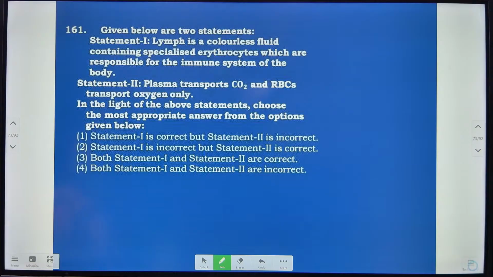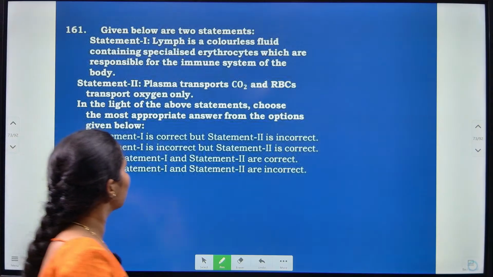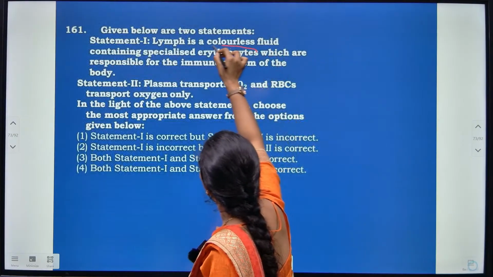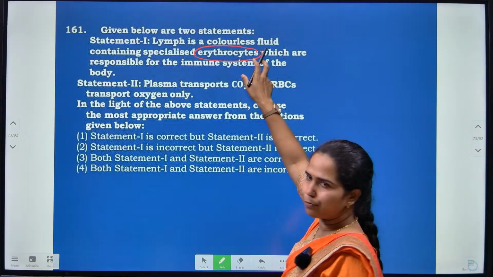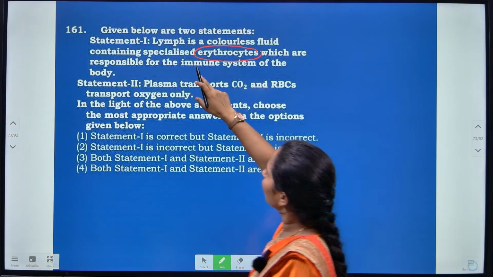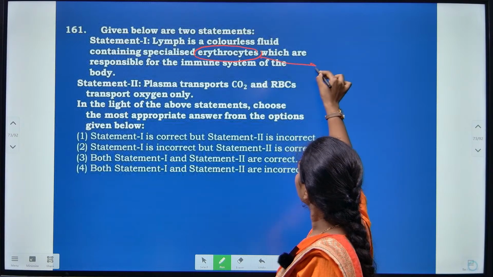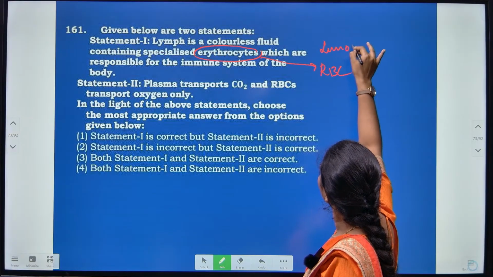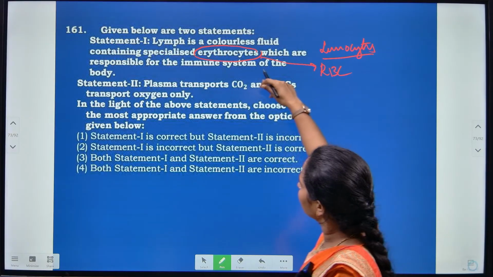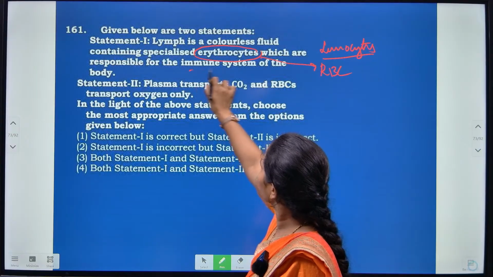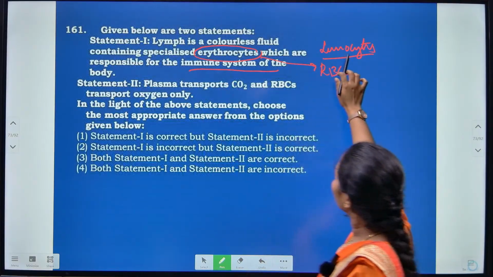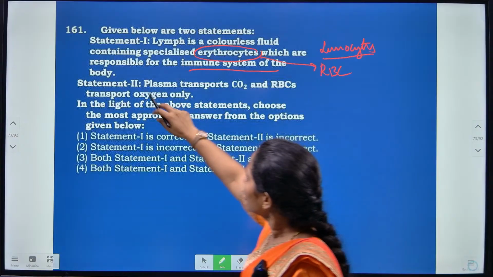So coming to question number 161, given below are two statements. Statement 1: the lymph is a colorless fluid containing specialized erythrocytes. As they have indicated it as a colorless fluid, it does not contain any erythrocytes. Erythrocytes are nothing but RBCs. Instead of erythrocytes, there is the presence of leukocytes. Leukocytes are nothing but white blood cells, which are responsible for the immune system of the body. Erythrocytes are not responsible, but instead the leukocytes, that is the WBCs, are required for immunity.